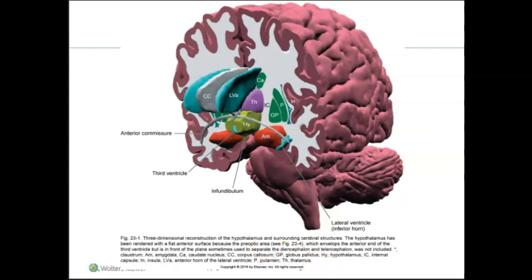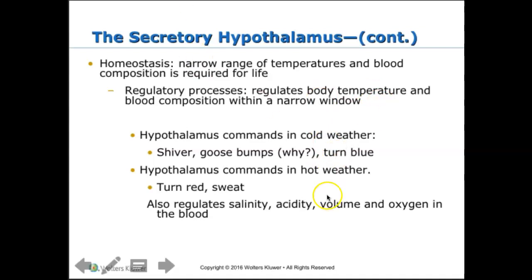Okay, so let's talk about the secretory functions of the hypothalamus. First of all, let's talk about this very commonly used example of the responses to temperature. What happens when we become cold? Of course, it's not an appropriate question right now. We're pretty hot. So what happens if our body gets cold? We begin to shiver. We begin to have goosebumps, and I asked the question why here, so think about it for a moment, and our extremities begin to turn blue.